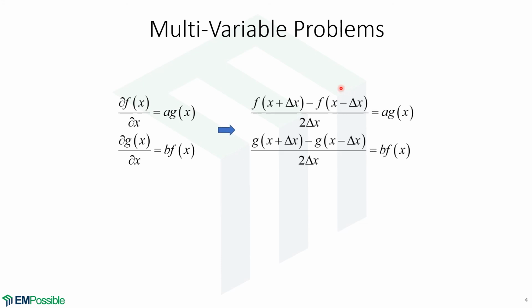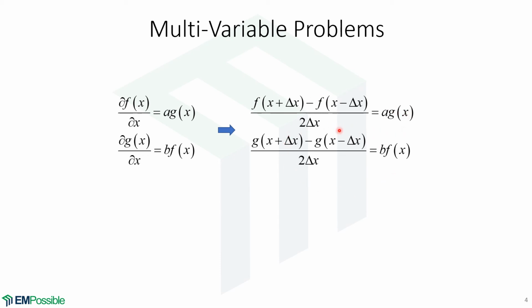So we have correct finite differences on the left. We'll have our function at the next cell minus the function at the previous cell. And the spacing between those points is 2 delta x. So we divide by 2 delta x and we get slope, or our first order derivative. And of course that equals a times g of x.